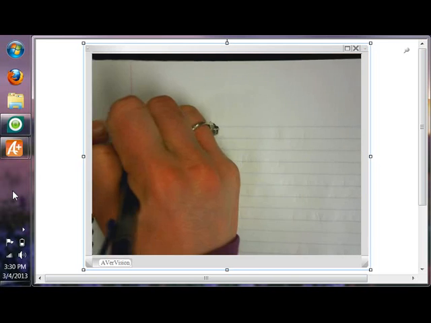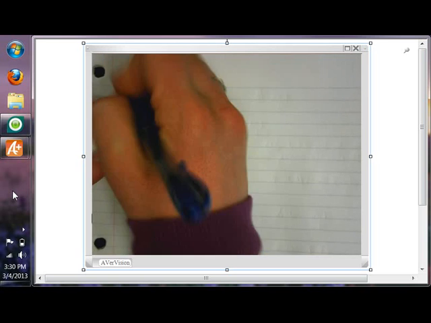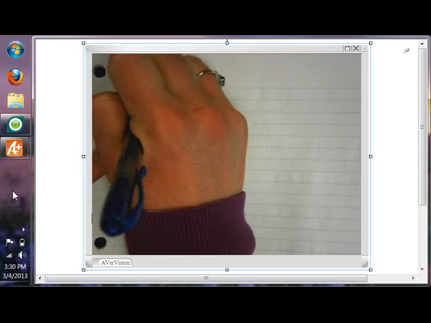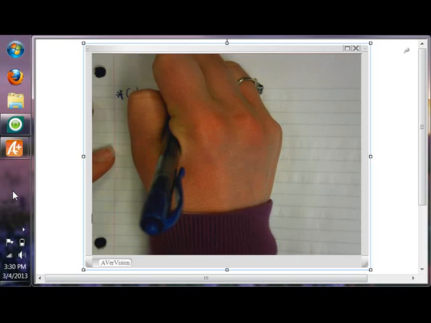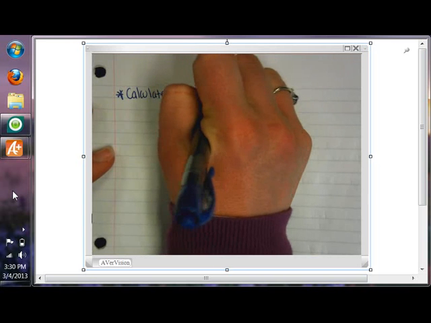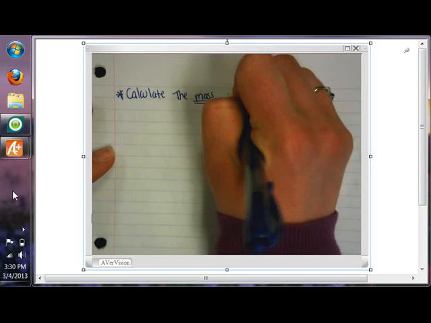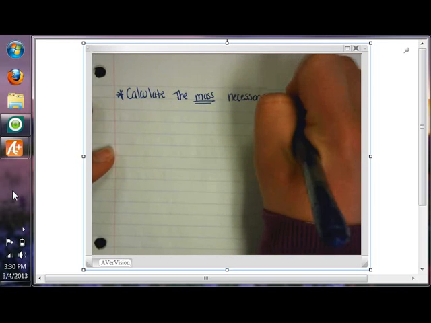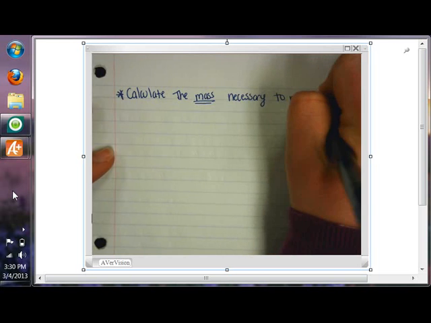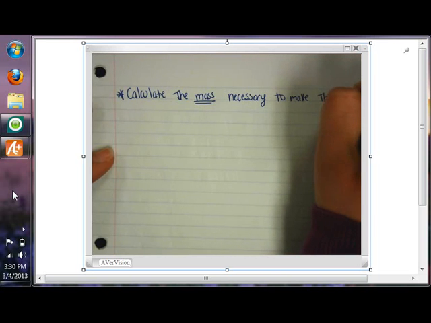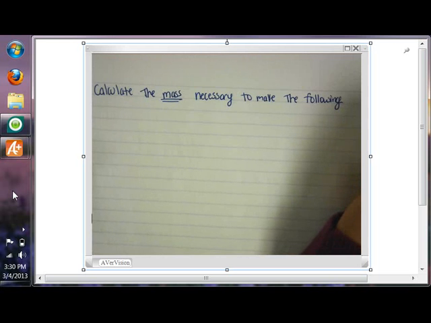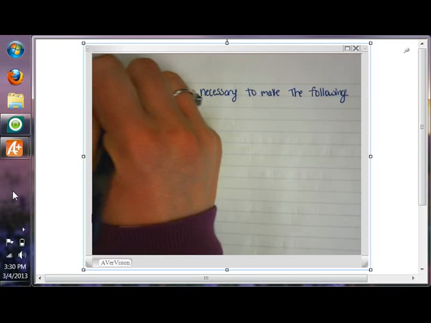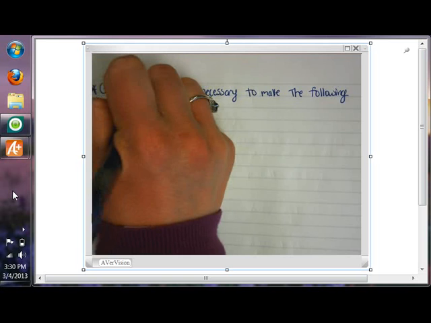So the last type of problem is a little bit more difficult. There's an extra step involved at the end, and it's going to be: calculate the mass necessary to make the following solutions.